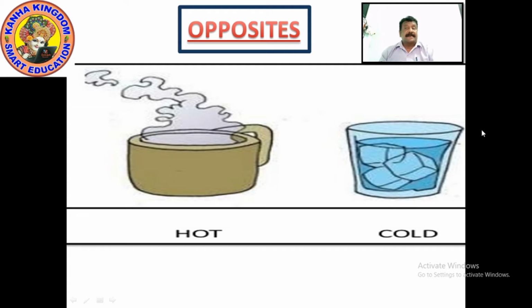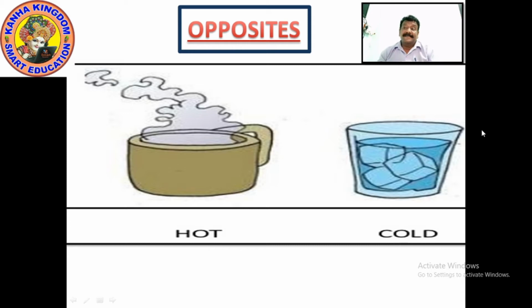There are many things which are hot. It is in a cup where it says it is hot, steaming hot. When the steam comes, you come to know that it is hot. And in the second place, we have seen its opposite. It's cold. Opposite of hot is cold.